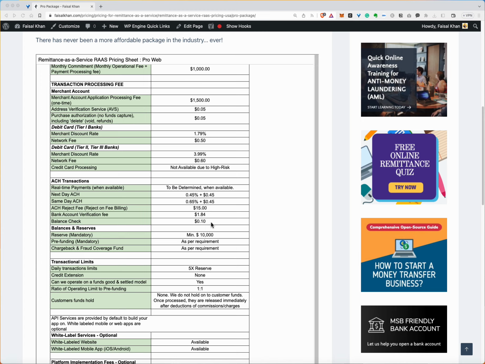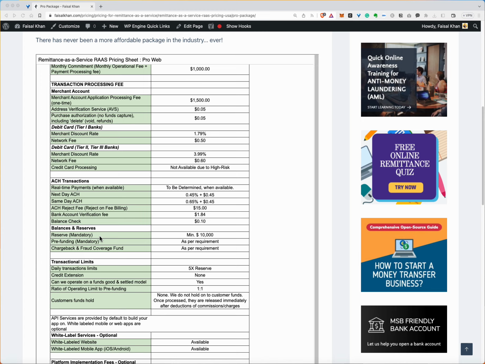The bank account verification fee is when you are using Plaid and making sure that they actually have an account. It's to counter fraud, right? And the balance check is for when someone is sending a payment out for maybe $5,000. You want to make sure that when they log into the bank account, the balance check shows at least $5,000.